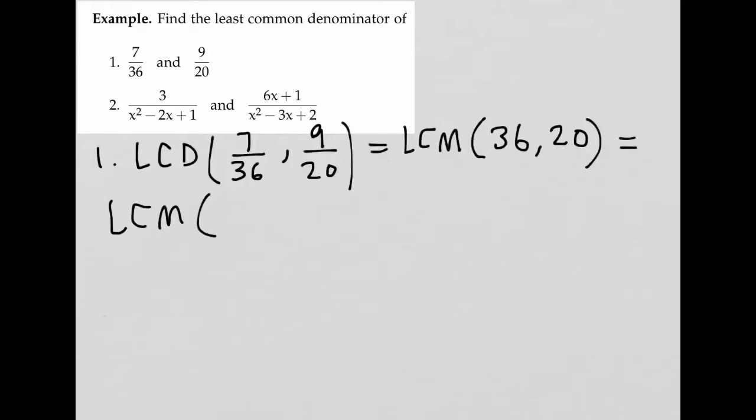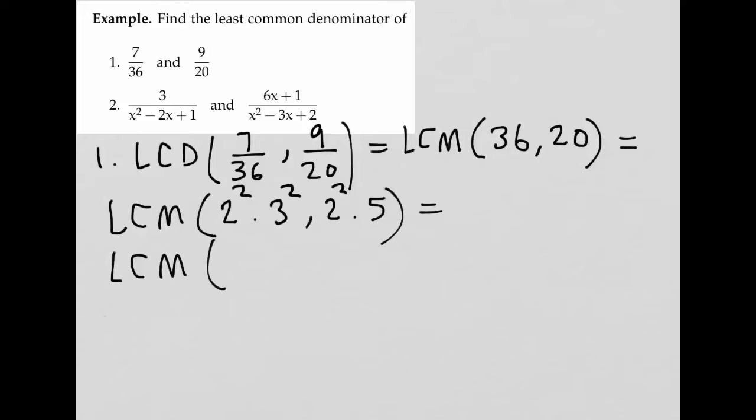So, for the LCM, 36, when you write it as the product of its prime factors, is 2 squared times 3 squared. And 20, when you write it as the product of its prime factors, is 2 squared times 5. That's equal to the LCM of 2 squared times 3 squared. We don't have a power of 5, so I'm going to introduce a 5 to the power 0. Notice 5 to the power 0 is 1. It does not really affect the product.